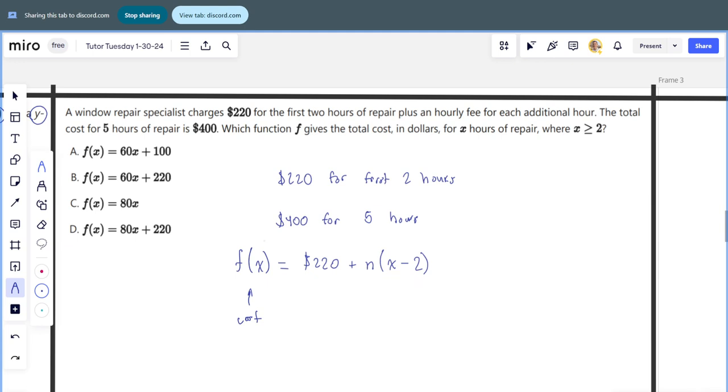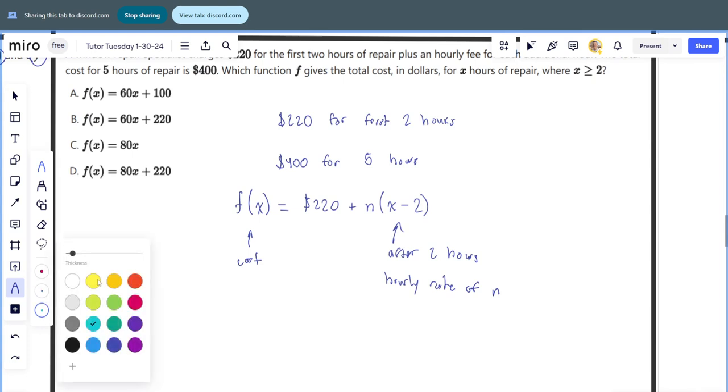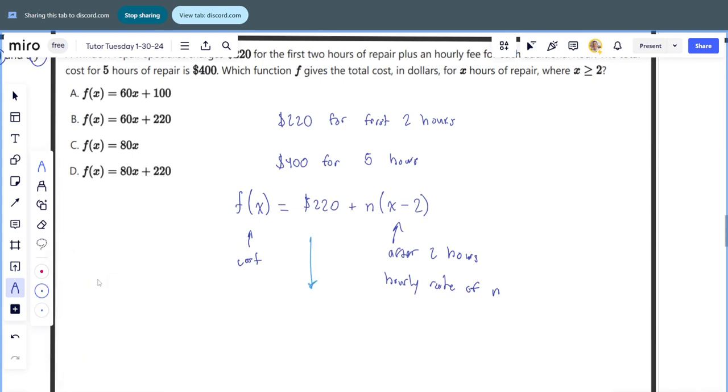But we can then transform it into one of these forms. So 220 plus n times x minus 2. This is saying that after 2 hours, the hourly rate of n kicks in. So let's simplify this a little bit. We'd get f of x equals 220 plus nx minus 2n. Or, maybe it's best we keep it in this form and we substitute in some values.